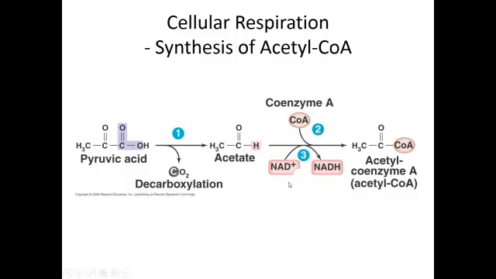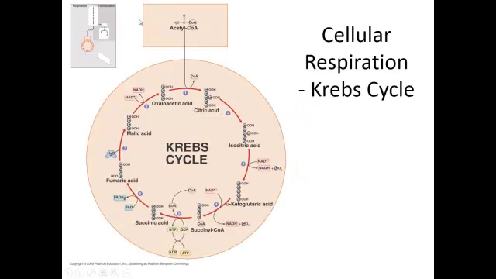To keep track of the energy that we've made, 2 NADHs per glucose, because remember we get 2 pyruvic acids for every glucose. So we've made 2 NADHs. The substrates were 2 pyruvic acids, and the products are 2 acetyl-CoAs. So these acetyl-CoAs still have energy in them, so we're going to send them into the Krebs cycle.